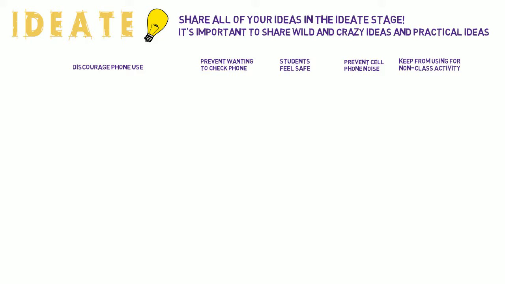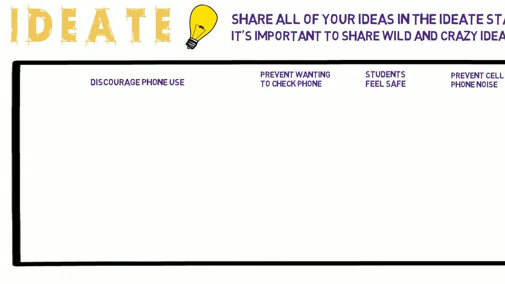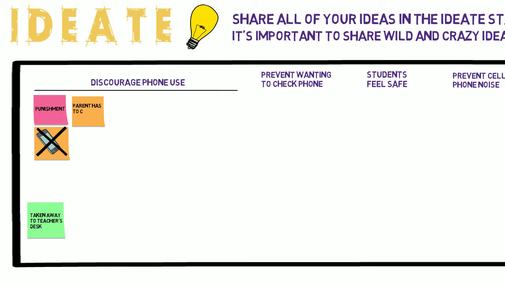The designers then focus on one takeaway at a time and list all of the possible ways to meet that need. So, in order to discourage phone use, what if there was a punishment for using a phone, like it's taken away and kept on the teacher's desk? Or the student is banned from bringing their phone for a week. Maybe a parent has to come get the phone if it's confiscated. What if the teacher immediately Skypes or FaceTimes the student's mom if he's caught using his phone when he shouldn't be?